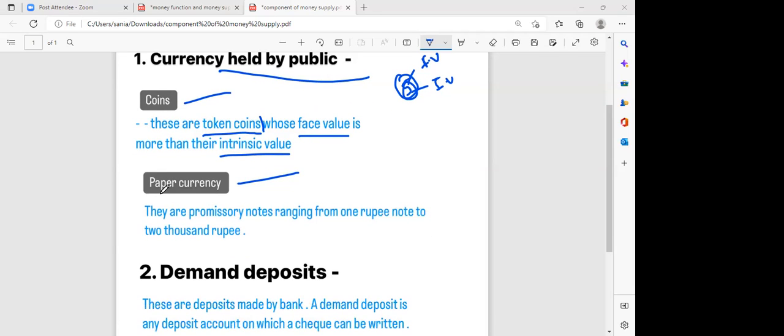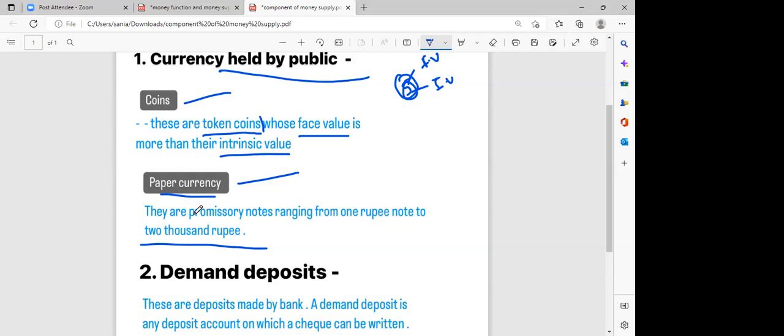What is the next thing? Paper currency. The first one is coins. These are token coins whose face value is more than their intrinsic value. Now paper currency: they are promissory notes ranging from 1 rupee note to 2000 rupees note. So they are basically promissory notes.